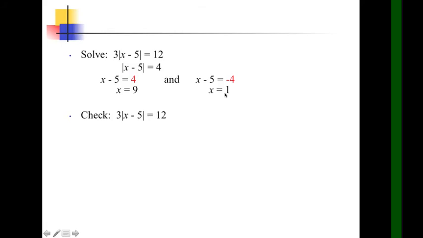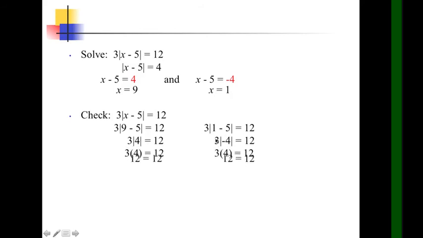Let's check using the original equation. So change x into 9 and 1. 9 minus 5 is 4. And 1 minus 5 is negative 4. The absolute value of 4 is 4. So 3 times 4 is 12. The absolute value of negative 4 is 4, times 3 is 12. Tama? So we have 12 equals 12. Correct tayo.